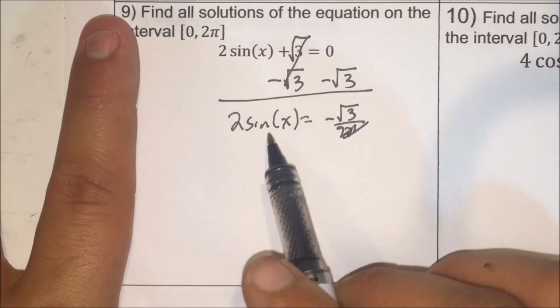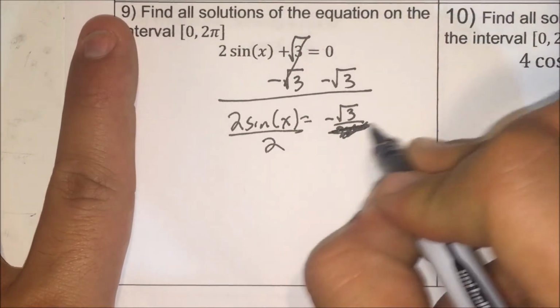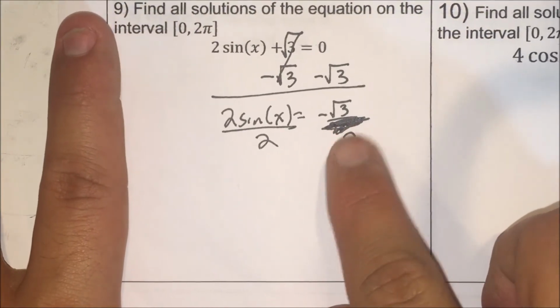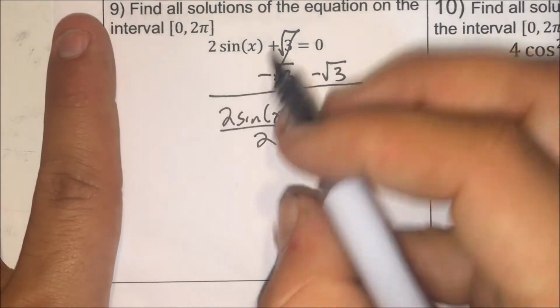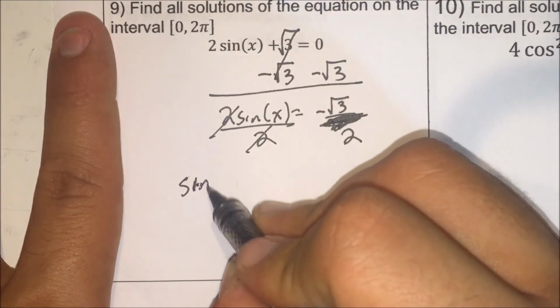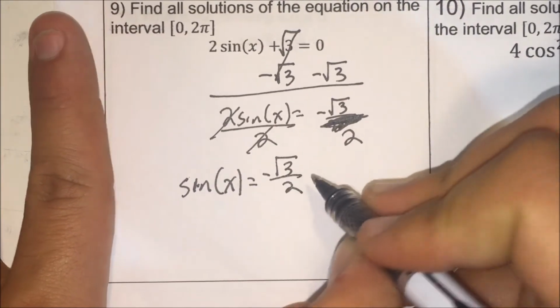So how do we get sine by itself? Because remember, that's our goal. Well, let's divide both sides by 2. You don't have to make that big one there. It's the square root of 3 over 2. But the 2 on the left cancel. So we get sine of x is equal to negative square root of 3 over 2.